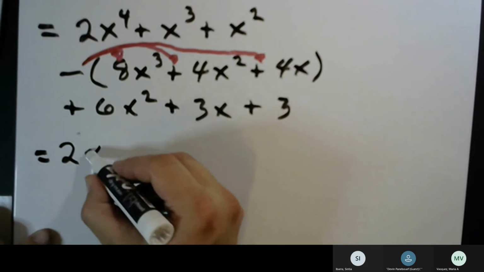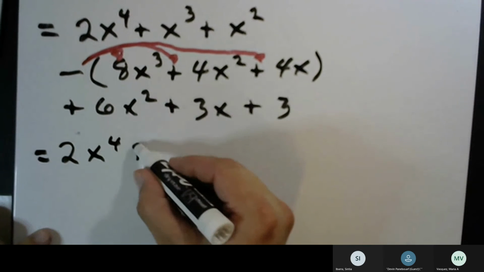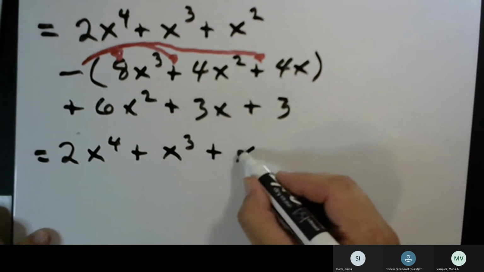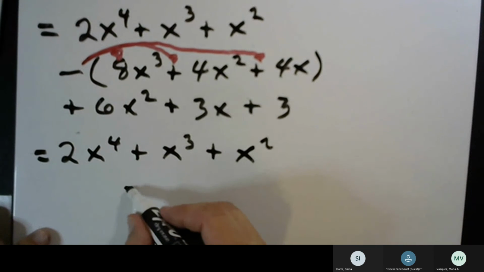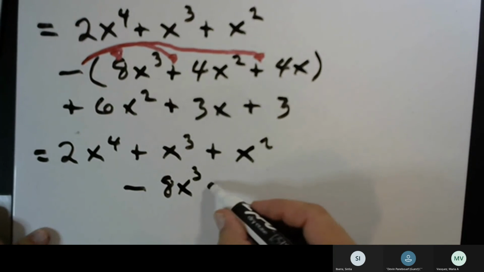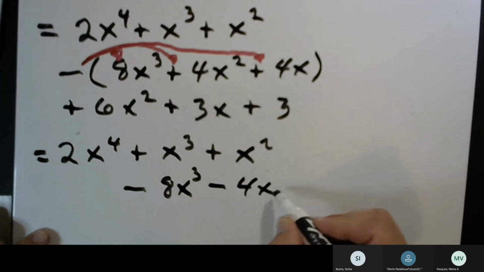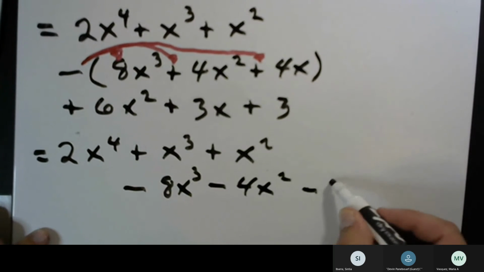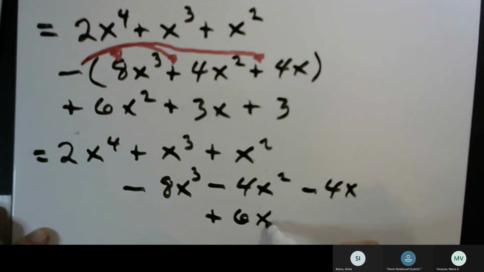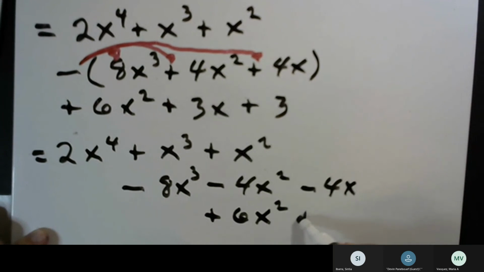So we get 2x to the 4th plus x cubed plus x squared. What I'm going to do is I'm going to start kind of aligning things. Minus 8x cubed minus 4x squared minus 4x plus 6x squared plus 3x plus 3.